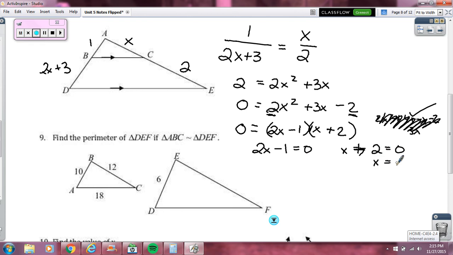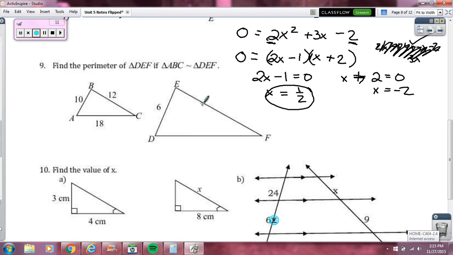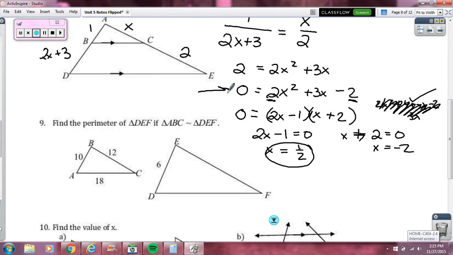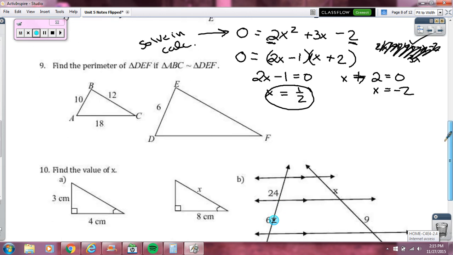When I solve this one, I get x equals negative 2, and when I solve this one, I get x equals 1/2. Now, when I look up here, it wouldn't make sense to have a negative number for x, or to have a negative length, so I'm going to go with this guy being my value of x. You also could have solved this guy right here in your calculator, if you didn't want to factor.